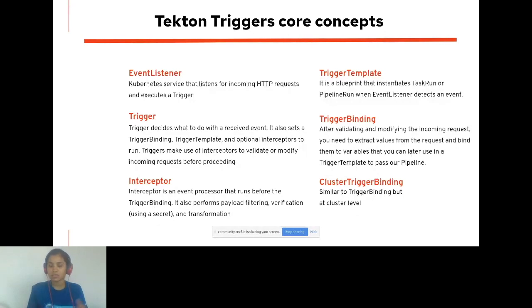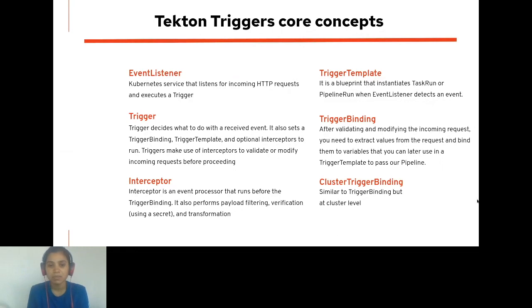Let's understand a few of the core concepts Trigger provides us today. So we have an event listener object. It is a kind of custom resource which runs a Kubernetes pod and Kubernetes service, and keeps on watching for the incoming HTTP request. And we have another custom resource called trigger. So this trigger basically decides what to do with the incoming event.